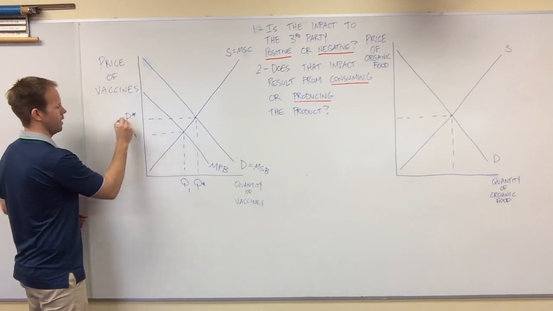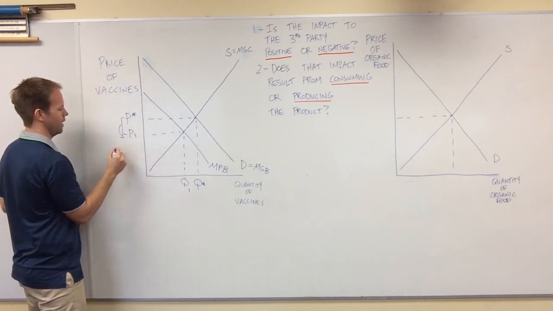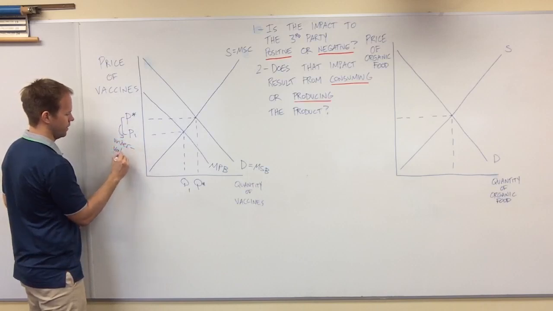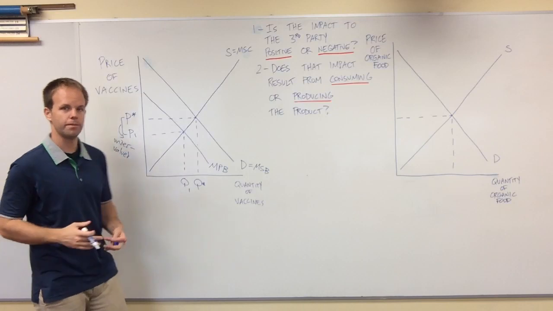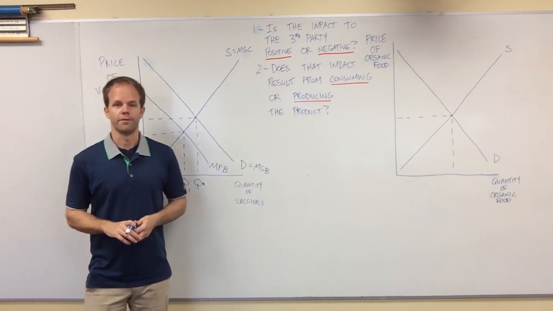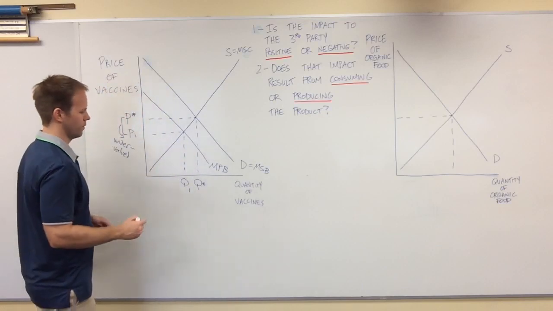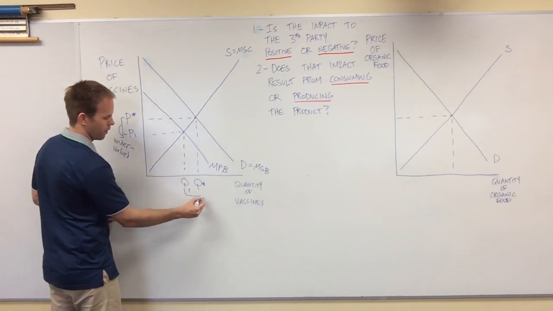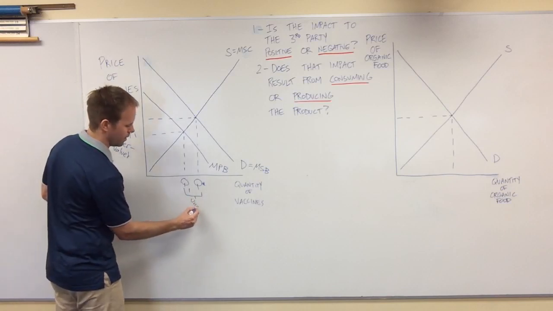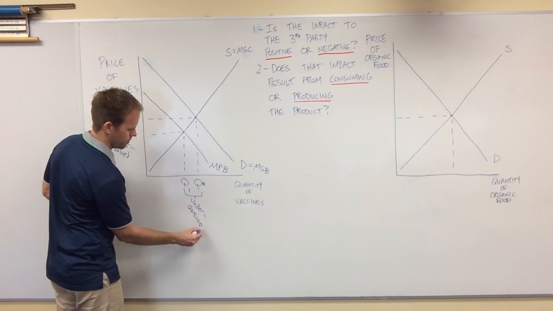You'll notice here that a price of 1 is less than the optimal price because vaccines are undervalued. People don't buy enough of them. People don't think they have enough value to consume them properly, right? And we can notice here that our quantity of 1 is less than our optimal quantity. We can say that vaccines are under-consumed.